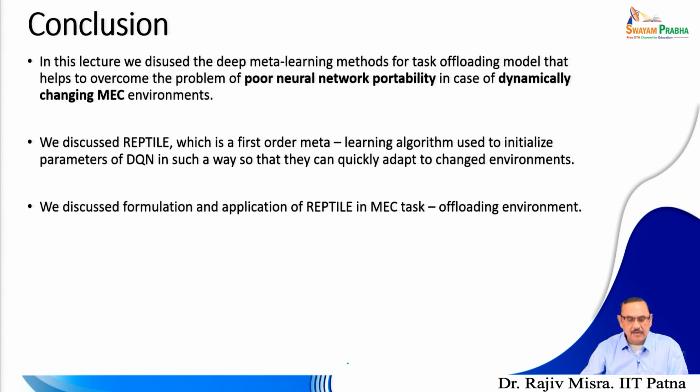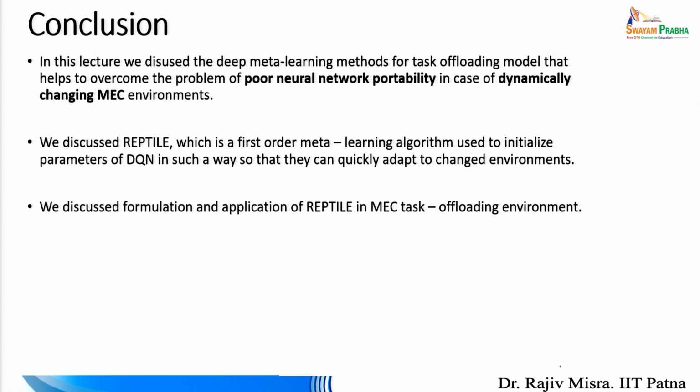So, we have discussed the first order meta learning algorithm used to initialize the parameters of DQN in such a way that they can quickly adapt to the changed environment, and we have discussed this particular application of meta learning in the task offloading of edge cloud systems.